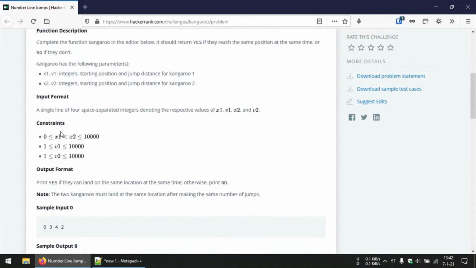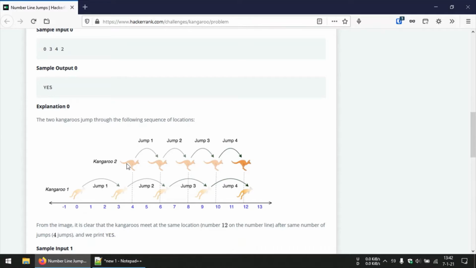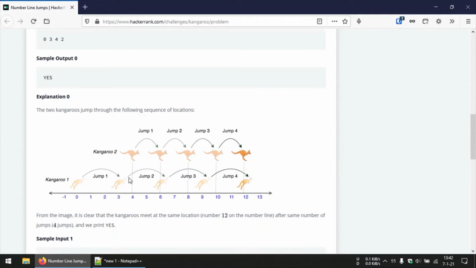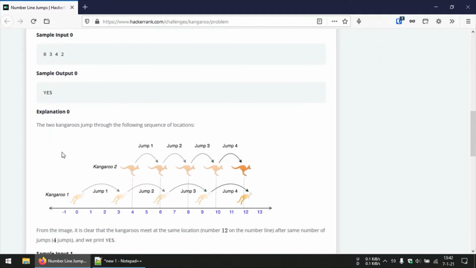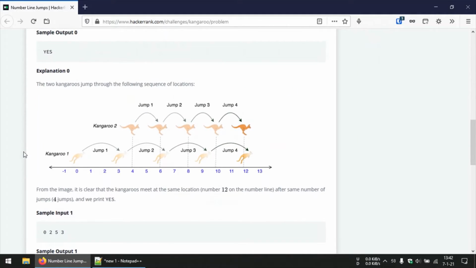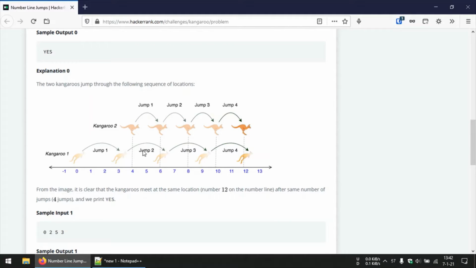It's also given that kangaroo 2 is strictly at a position greater than x1, meaning kangaroo 2 is ahead of x1, and that v1 and v2 are both positive, meaning these kangaroos can't move towards the negative side of the x-axis, so they always move forward, in the positive direction of the x-axis. So to solve this problem, we need to look at a bit of math.